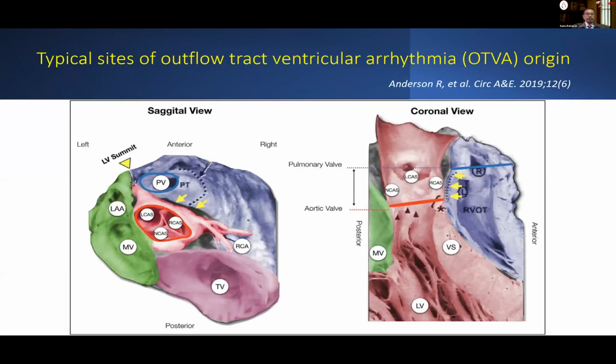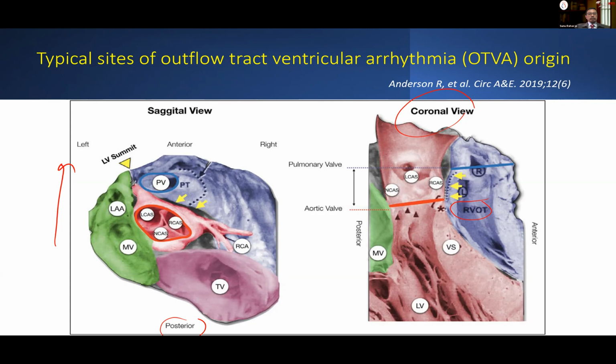These are the locations of the sites of the common ventricular arrhythmia from the outflow tract. Look at here from the sagittal view. This is the anterior aspect, and this is the posterior aspect. This is the coronal view. You can see this anterior aspect is the right ventricular outflow tract, while the posterior one is the left ventricular outflow tract. And these are the common locations of the ventricular arrhythmia.